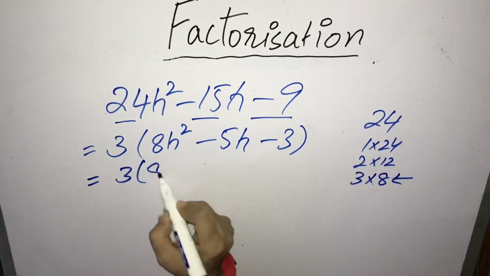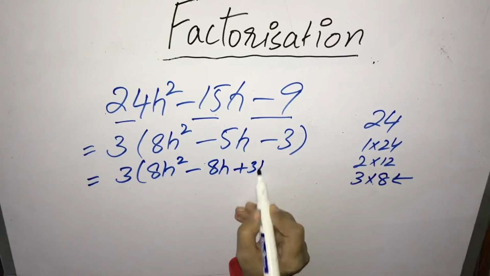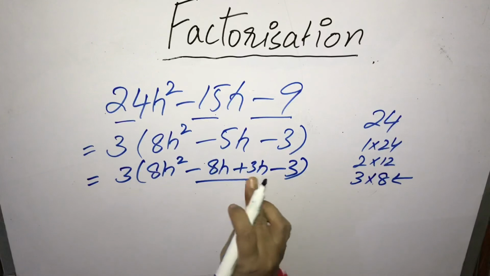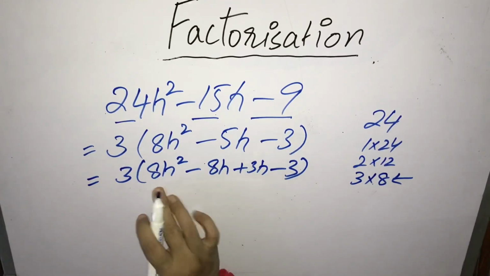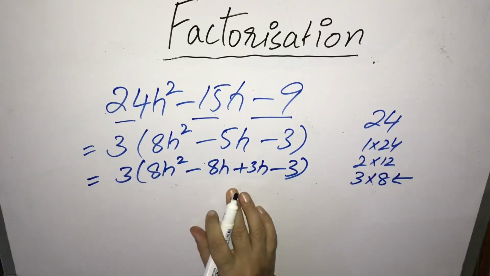3 bracket 8h squared minus 8h plus 3h will give you 5h minus 3. What is common in the first pair? 8 common, 8h, h minus 1, 3 common, h minus 1, and you will have the final answer.